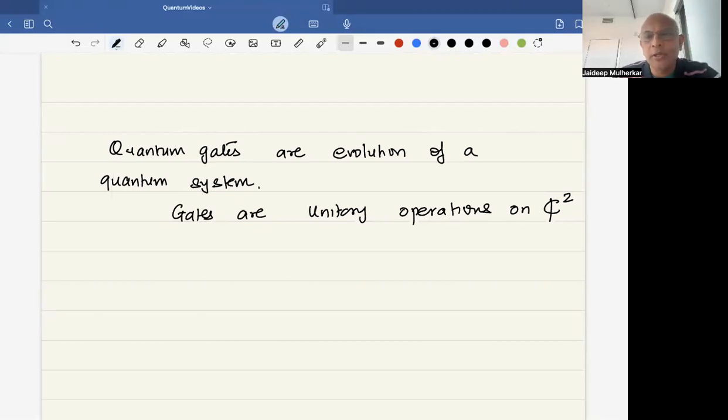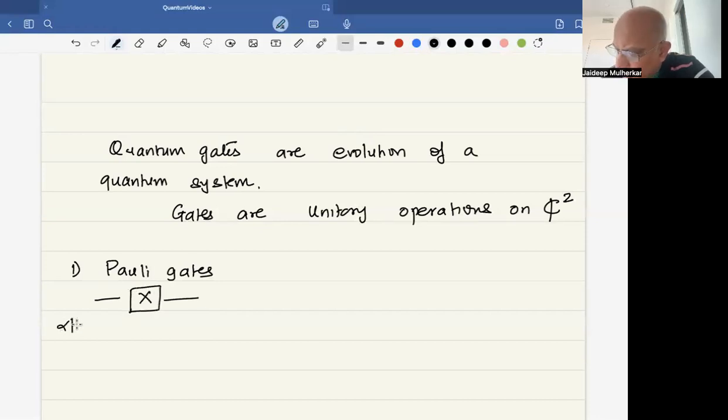So let's take some examples of single qubit gates. There are gates called the Pauli gates. So let's take a look at the Pauli gates. These are the X gate. The X gate takes alpha 0 plus beta 1 to alpha 1 plus beta 0. So it flips the 0 to a 1 and 1 to a 0.